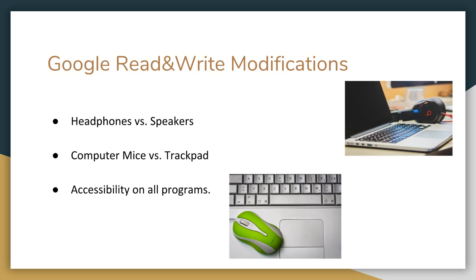Next are some modifications. As I've worked with students with Google Readwrite, I've noticed that there aren't too many modifications that I would want to make to the program itself. Some external features that I would like to control are the headphones versus speakers and computer mice versus trackpad. For headphones versus speakers, students who use Google Readwrite should be provided headphones instead of using their Chromebook speakers. This allows for more focused listening time for the student using Google Readwrite and less distractions for others around them.